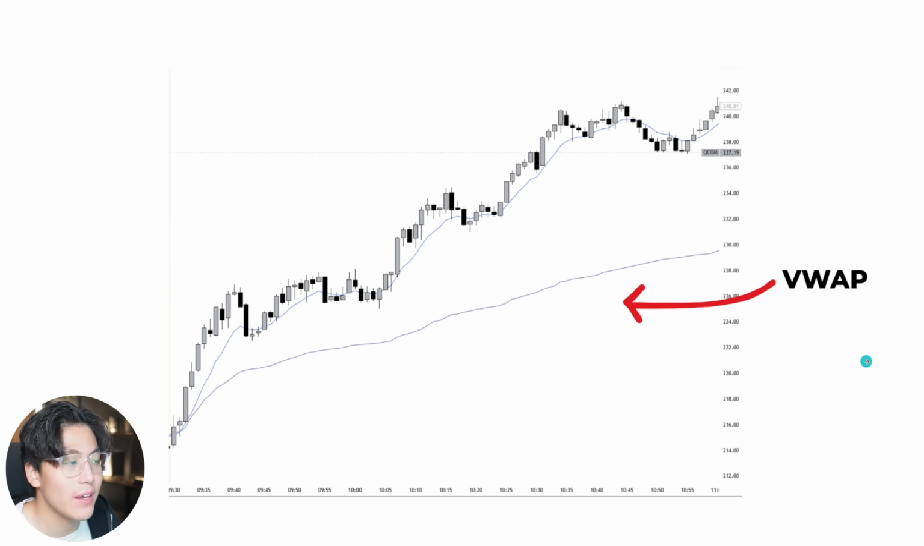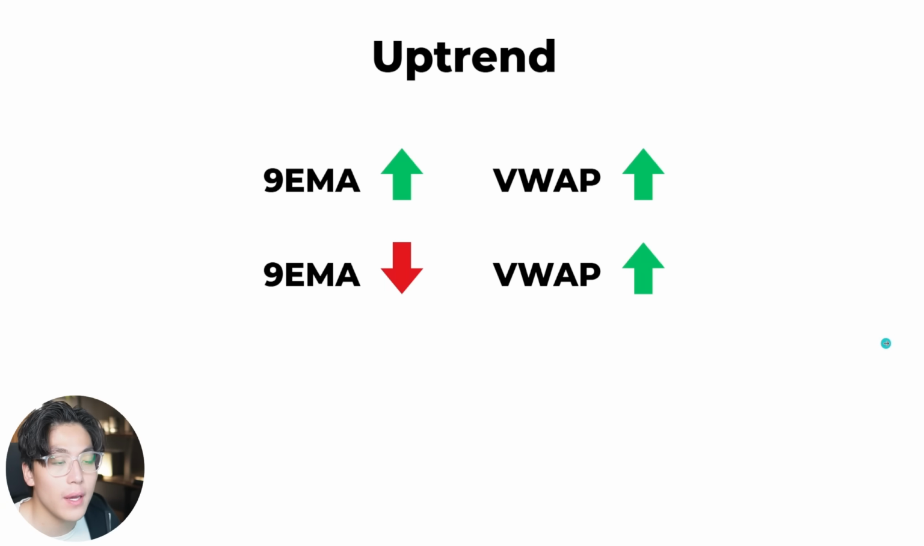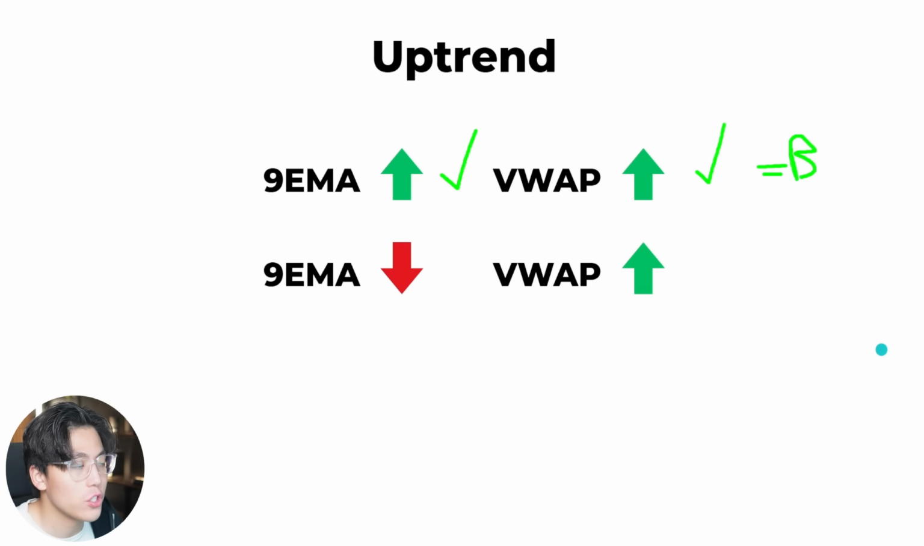Next, we have VWAP. VWAP is volume weighted average price. This combines volume along with the average price to give us a good indication of where we're at intraday. A good rule of thumb is that when we're in a clear uptrend, if we're above the 9 EMA and above VWAP, that means we are very bullish on the day.